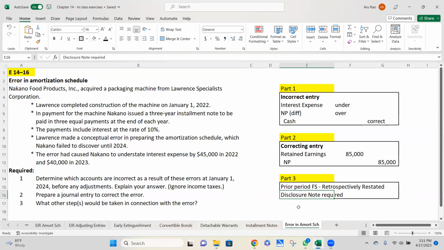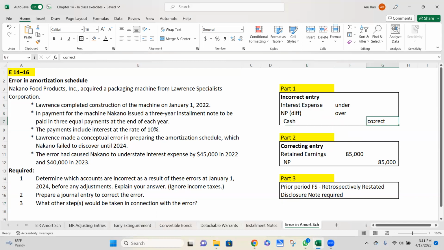And in my notes disclosure, I'll have to explain what mistake I made, what correction I've made, and the impact that's had on various numbers, such as income from continuing operations, income from discontinued operations, the earnings per share, etc. for the last couple years. We have to go back and make all those corrections, and we have to explain that in the notes to the financial statement. So once again, the journal entry is interest expense debit, notes payable debit, cash credit.